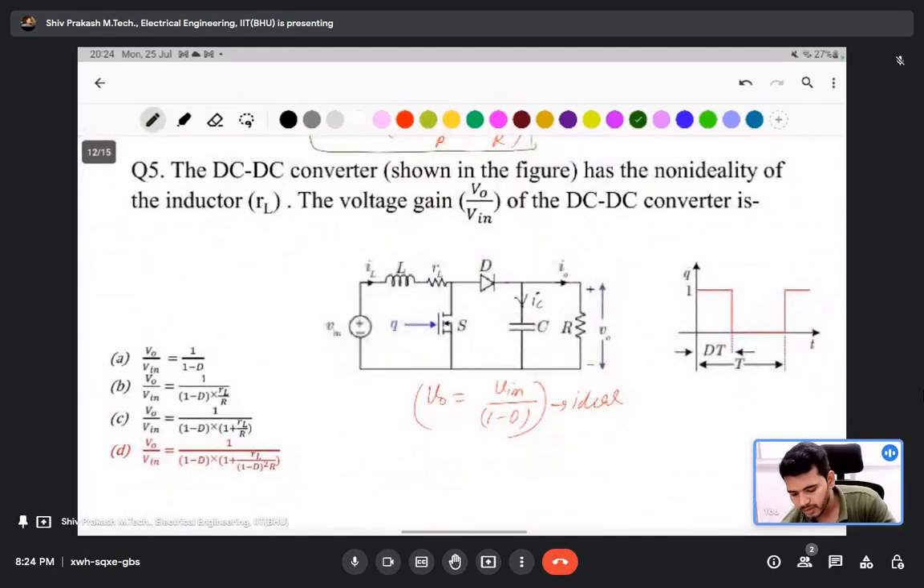This is the correct option: 1 over 1 minus D, into 1 plus RL over 1 minus D whole square into R. Yes, okay.